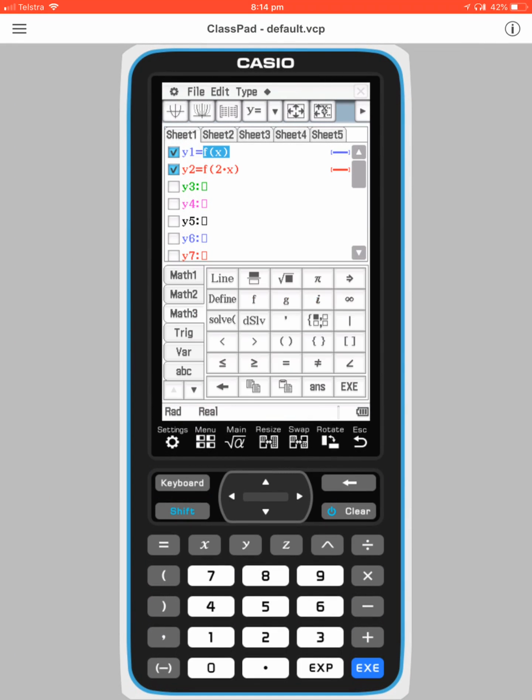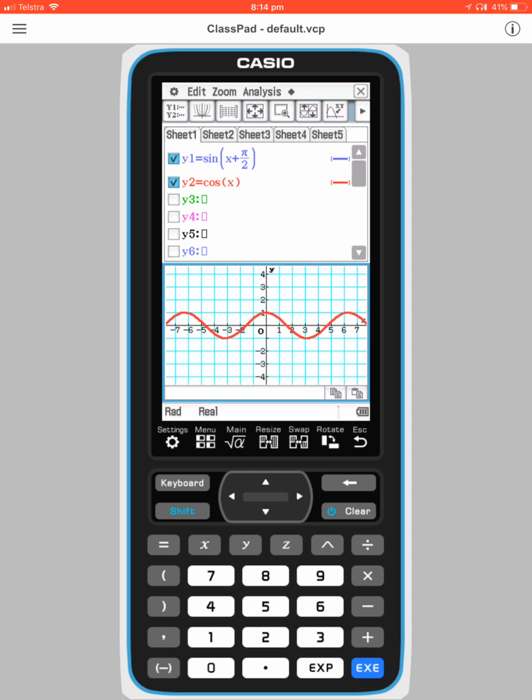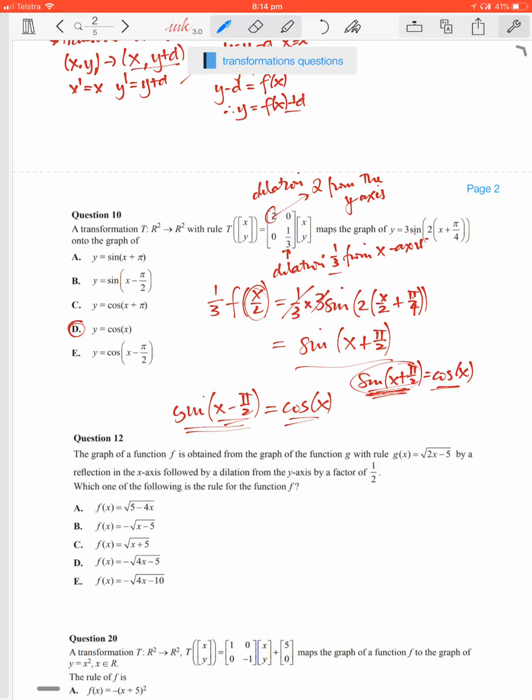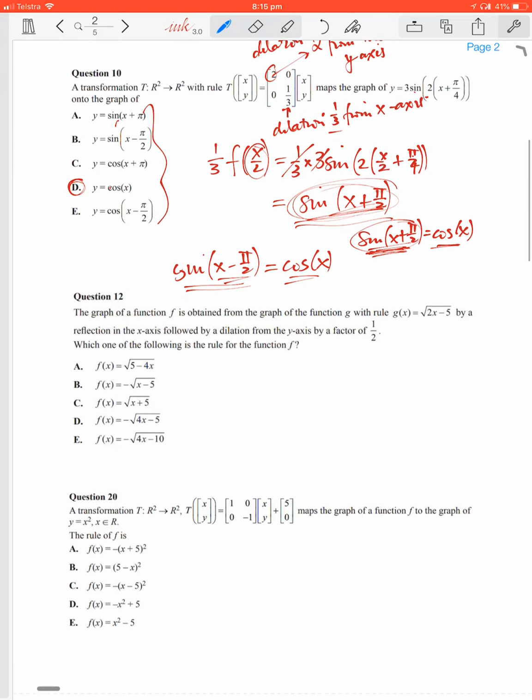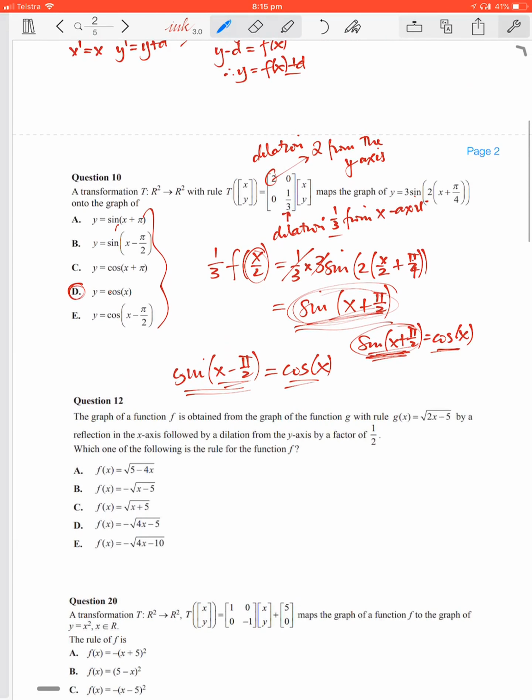Sine of x plus pi divided by 2, is that equal to cos x? You can see there, they're exactly the same graph. So if you're unsure and you got this answer, and you go, oh, hang on a sec, it's not here, sketch that graph, sketch all these graphs and see which one looks exactly the same. Oh, I didn't do it any other way.